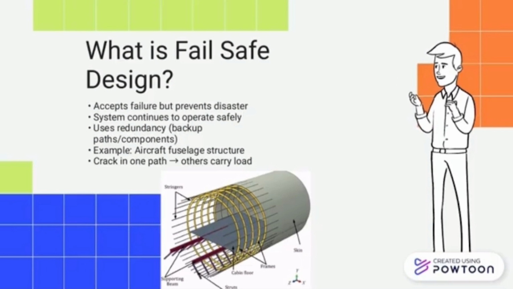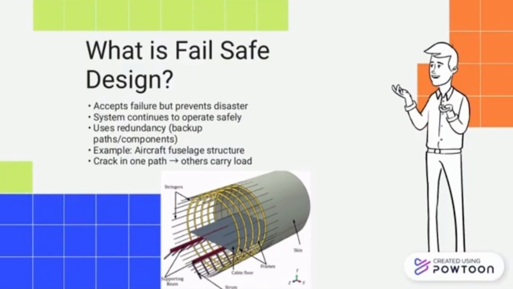This is done by adding redundancy, or in other words, backup components or paths that can take over when the primary one fails. In aviation, a clear example is the fuselage structure of an airplane. The fuselage is the main body of the aircraft that houses passenger, cargo, and flight systems. It's made up of multiple structural members arranged with overlapping load paths.